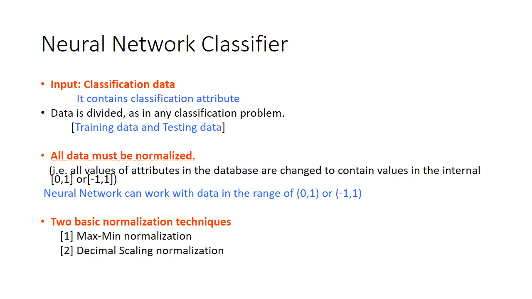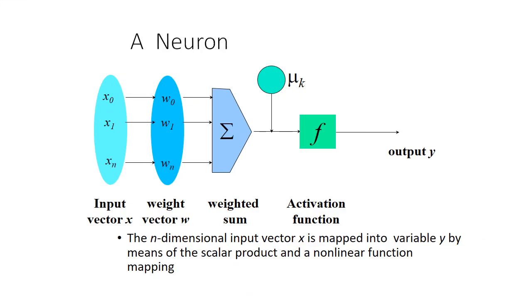So we have to normalize one of them to the other in order to get a similar contribution from both the features. There are two basic techniques. The first is min-max normalization and the second is decimal scaling normalization. There are other techniques also that can be used for normalization. We are not going into the detail of these normalization techniques because we are just focusing on the neural network itself. So what is a neuron in a neural network?